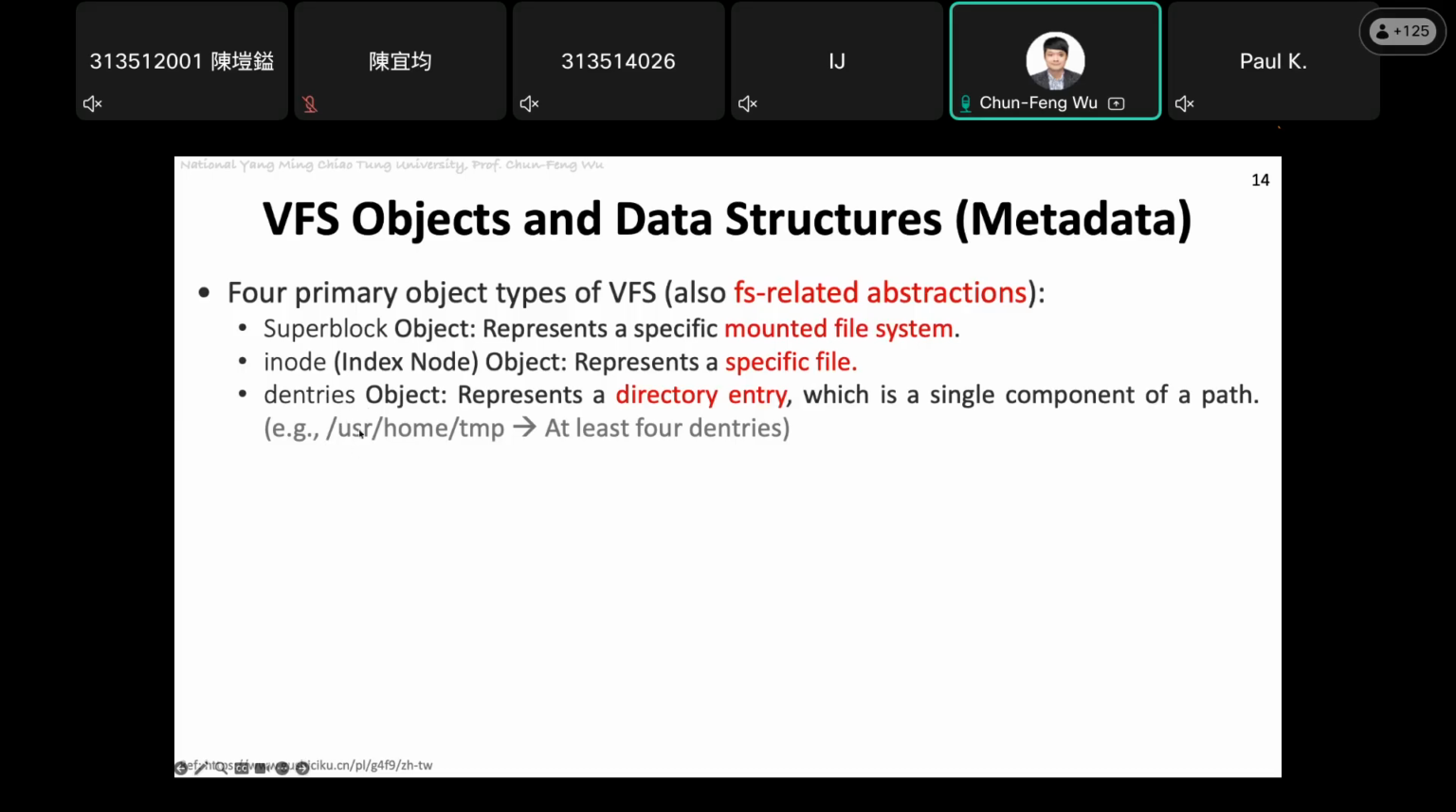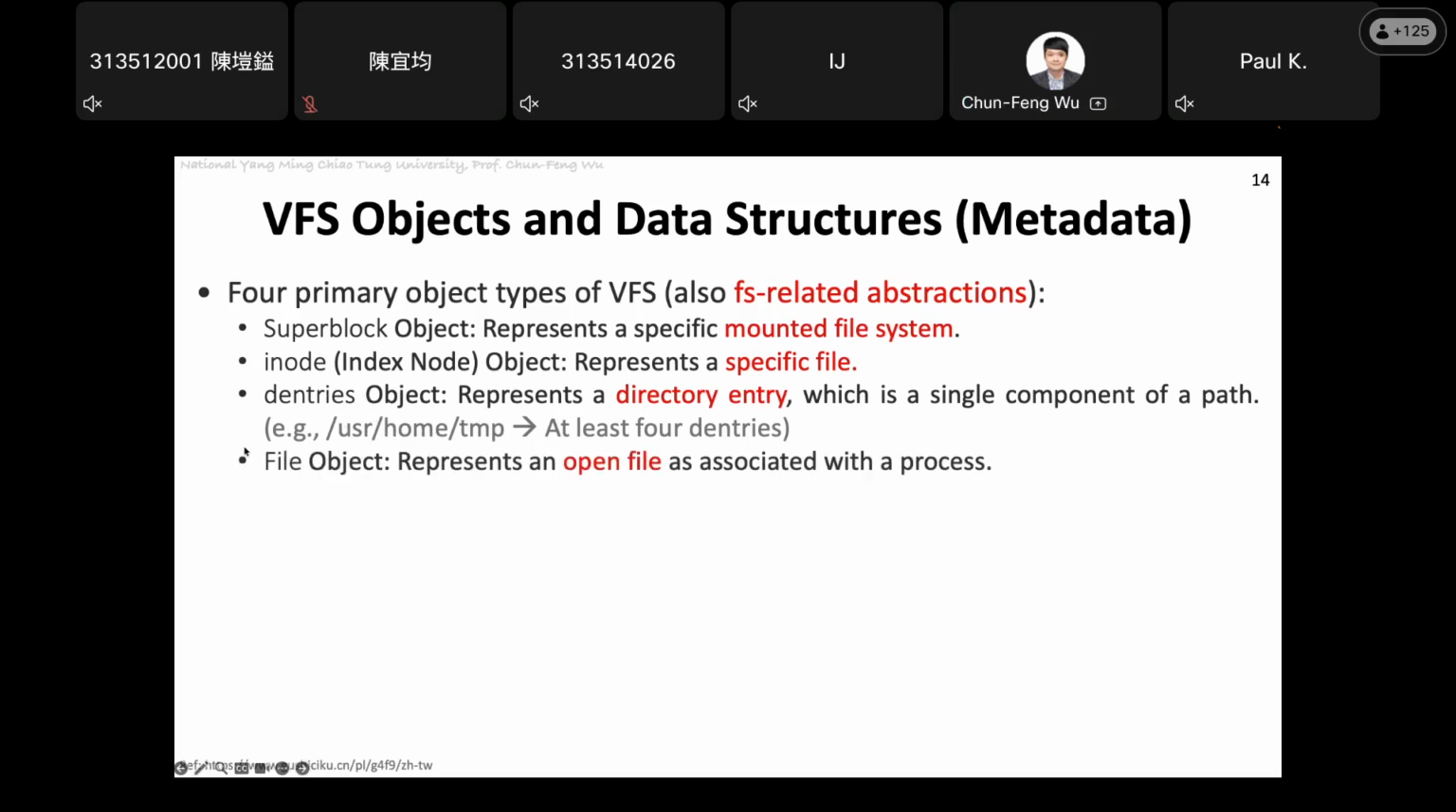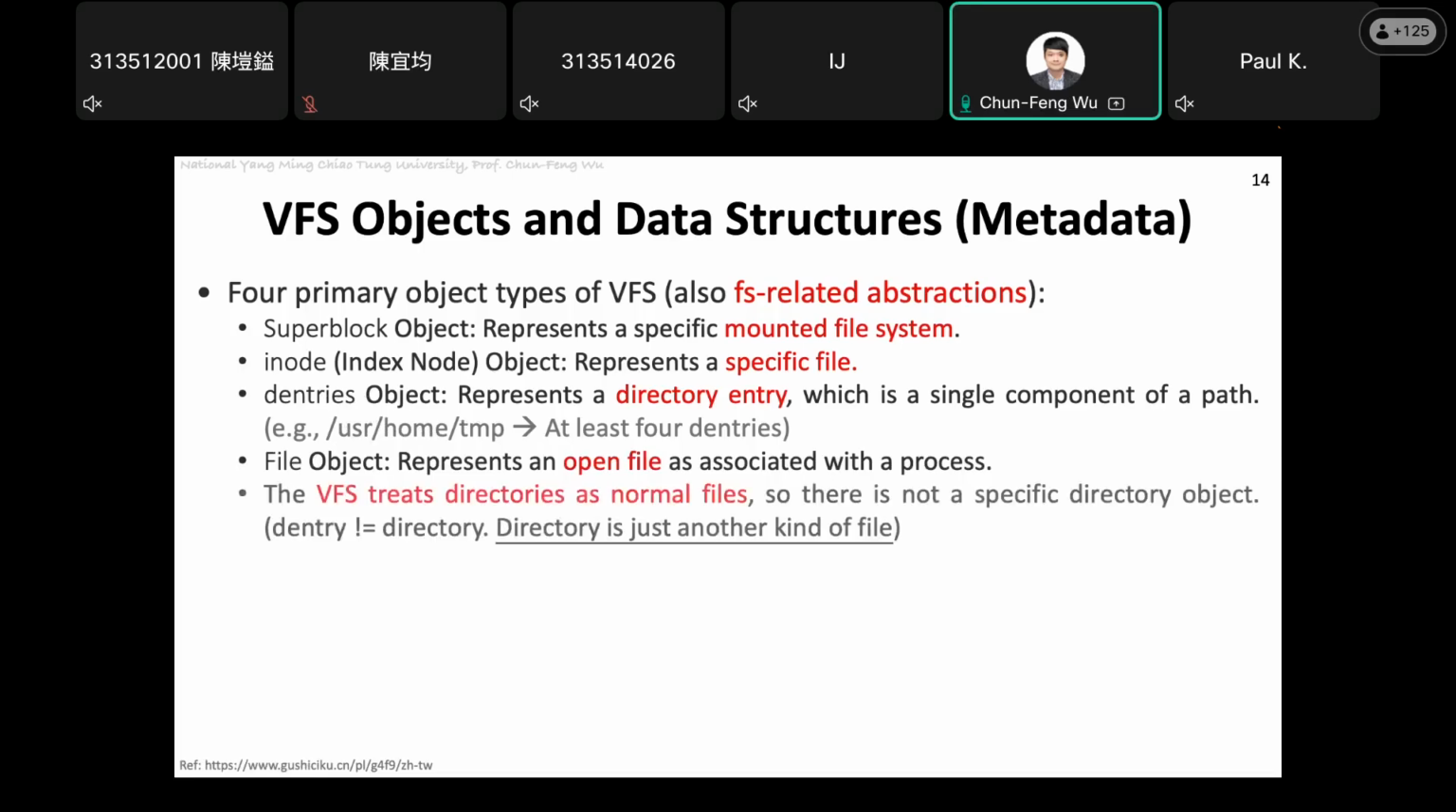And the user directory. Inside this user directory, there is a home directory. Inside this home directory, there is a file called temp. So there are 4 layers. So we have 4 D entries to describe this hierarchy. And the final one is called file object. So file object represents an open file as associated with the process.